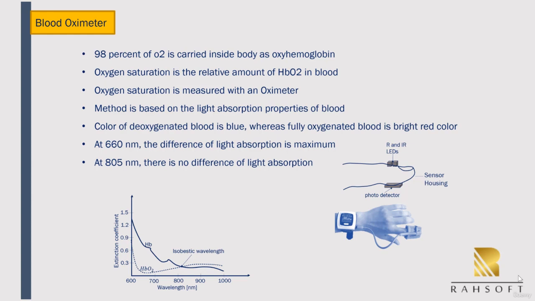maximum, while at 105 nanometers, there is no difference between the light absorption at all. With these two values, we can then determine the difference between the two and calculate the blood oxygen saturation.